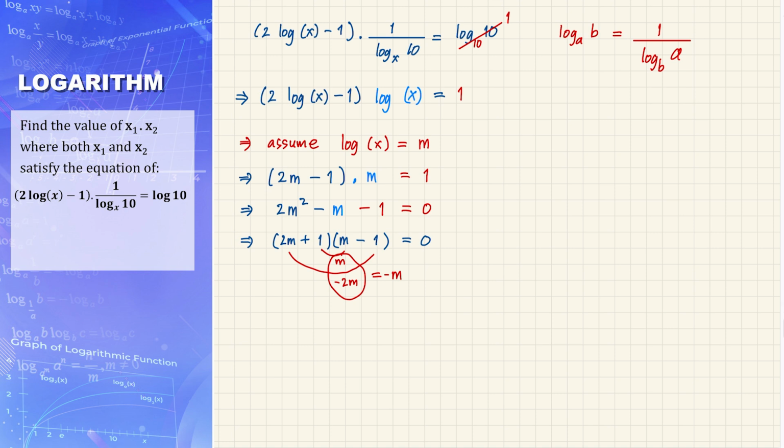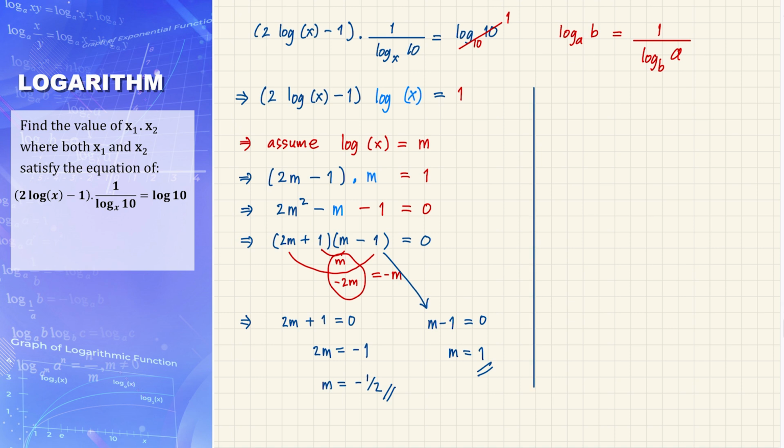After we factor it, we can solve it. First factor is 2m plus 1 equals 0. It becomes m equals minus 1/2. For the second factor, m minus 1 equals 0. We get m equals 1.